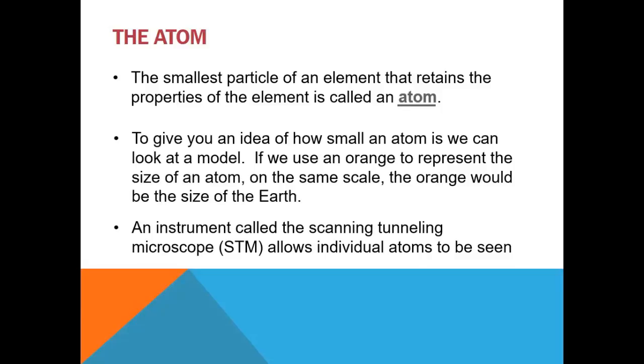So a lot of you had questions like, if no one had ever seen an atom, how do we know it exists? We actually can see an atom. It's this really cool instrument called a scanning tunneling microscope, and it actually allows you to see individual atoms. That's how we know they exist.